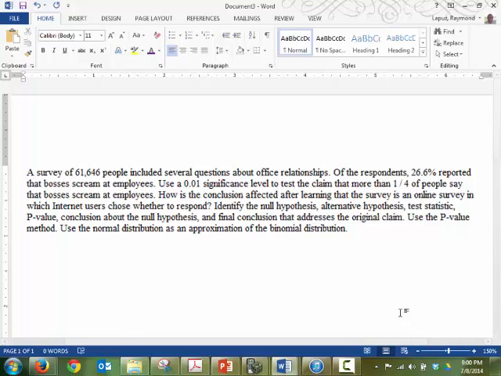Oh, this time it was 61,646 people. It's a lot more. Included several questions about office relationships. Of the respondents, 26.6% reported that their bosses scream at employees. Use a .01 significance level to test a claim that more than 1/4 of the people say that their bosses scream at their employees. How is the conclusion? Blah, blah, blah. Let's just worry about those first few sentences to get started. Okay.